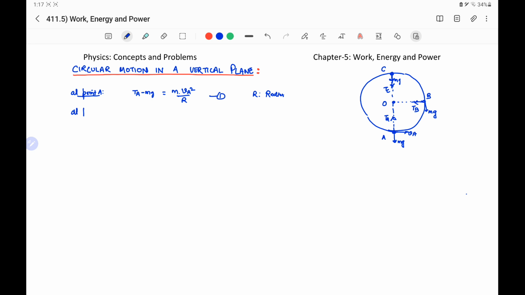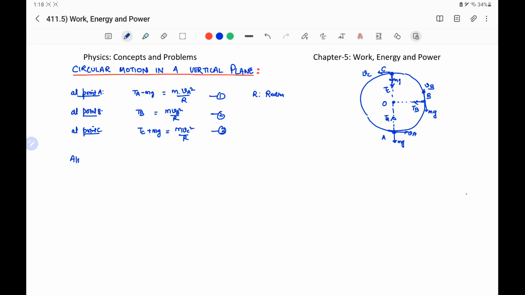Similarly, for the particle at point B, the equation of motion will be: the centripetal force is Tb, which is horizontal, and it will be equal to m into Vb square by r, where Vb is the velocity of the body in the tangential direction. At point C, suppose the velocity is Vc. So at point C we can write Tc, which is downward, plus mg, which is also downward, so the net force towards the center is Tc plus mg. It acts as the centripetal force and will be equal to m into Vc square by r. This is equation number 3.